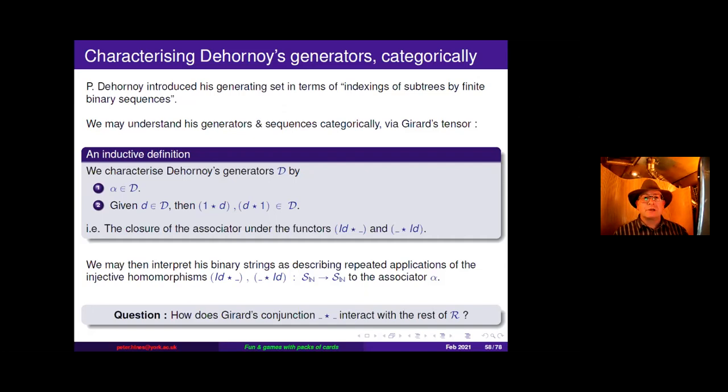So we're looking at the closure of the associator under the functors, or simply injective homomorphisms, identity star blank and blank star identity. And then we interpret his binary strings as describing repeated applications of these two injective homomorphisms on the symmetric group of the natural numbers to the associator. Okay, well, it's kind of fun. It's interesting to interpret his group theory as category theory.